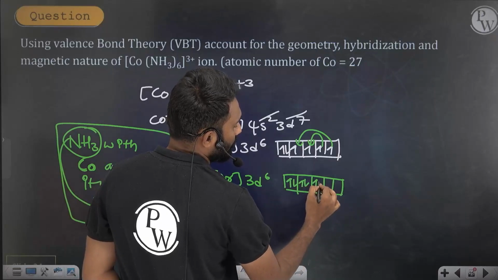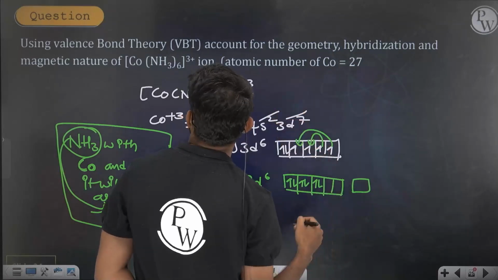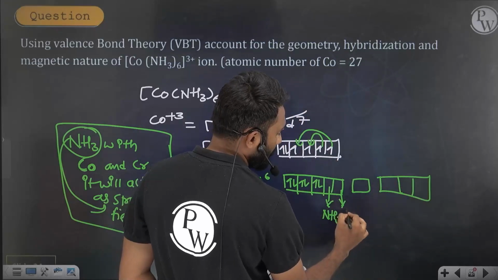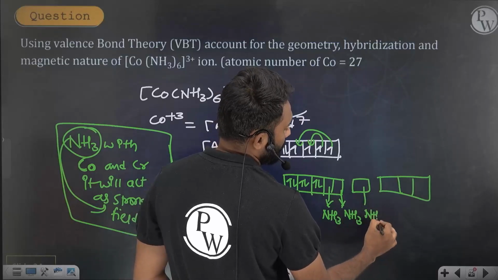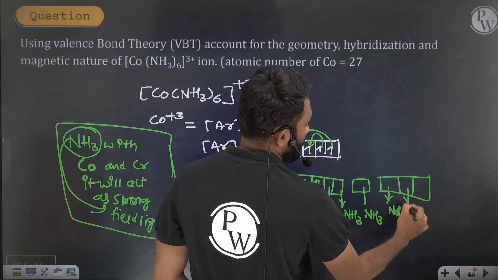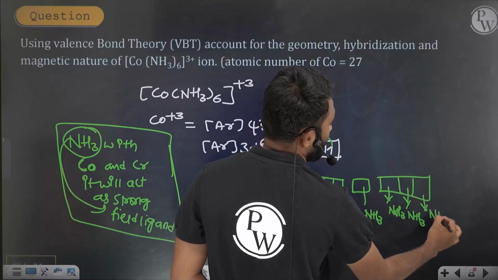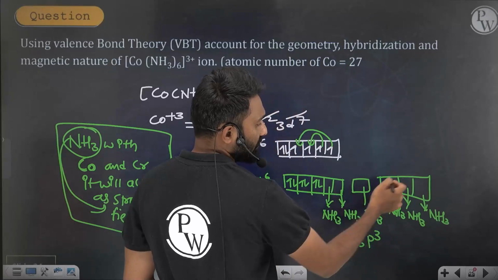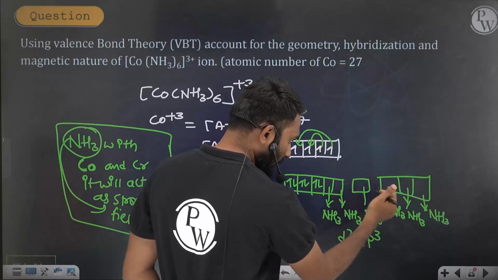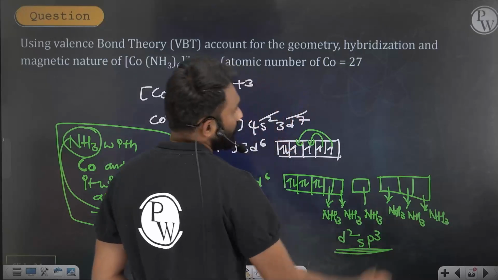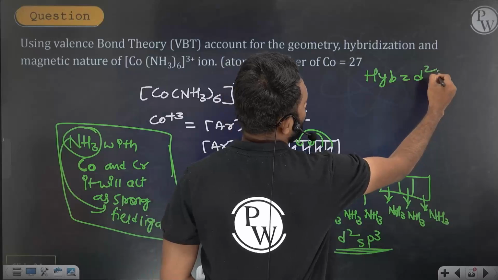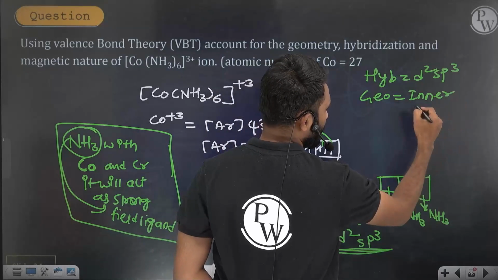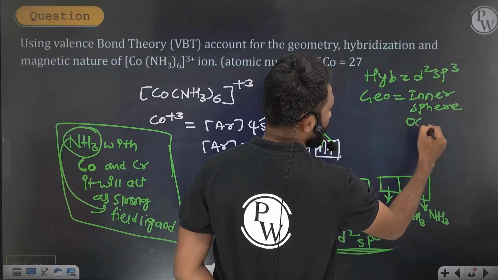1 2 3 4 5 6. Clear? How many ligands are there? 6 ligands. So this is p. One ammonia, another ammonia, here another ammonia, another, another, and another. Clear? Now this is d2sp3. Due to the presence of these vacant orbitals, the ligands form the bond. The hybridization is d2sp3. Geometry is inner sphere octahedral.